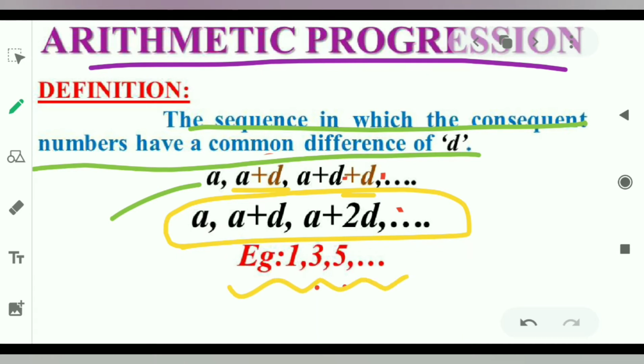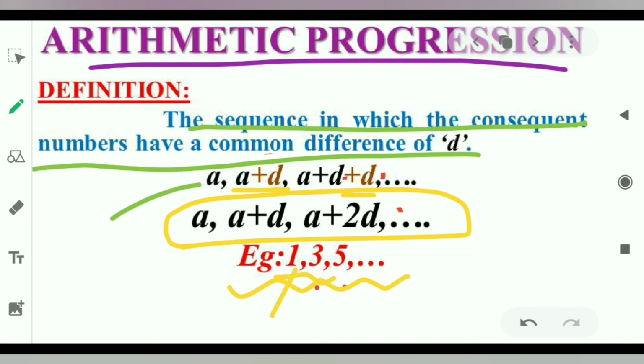Here is one example for us. Can you tell me what is the a here? Good. 1, right? Because a is the first term of the sequence here. Then, can you find what is the common difference? Brilliant. 2, right? Why? Because here 3 minus 1 is 2. Similarly, 5 minus 3 is 2. So, the common difference here is 2.